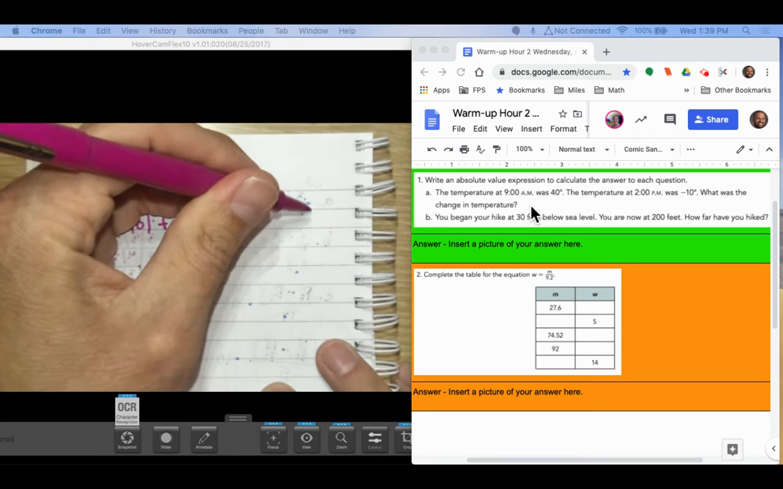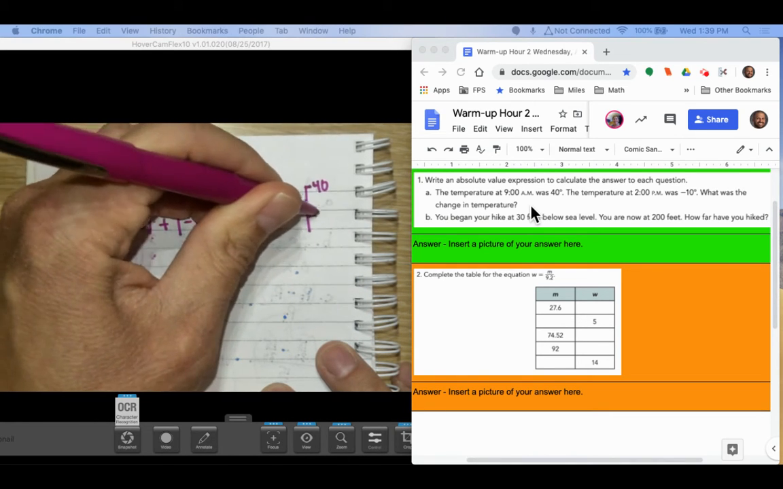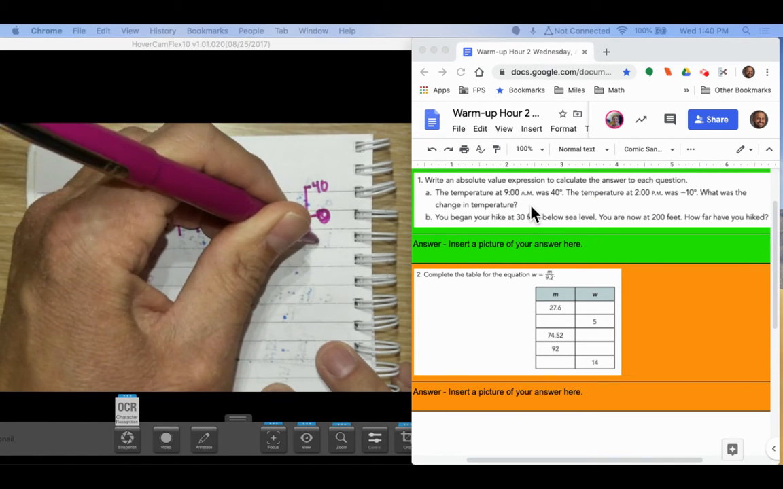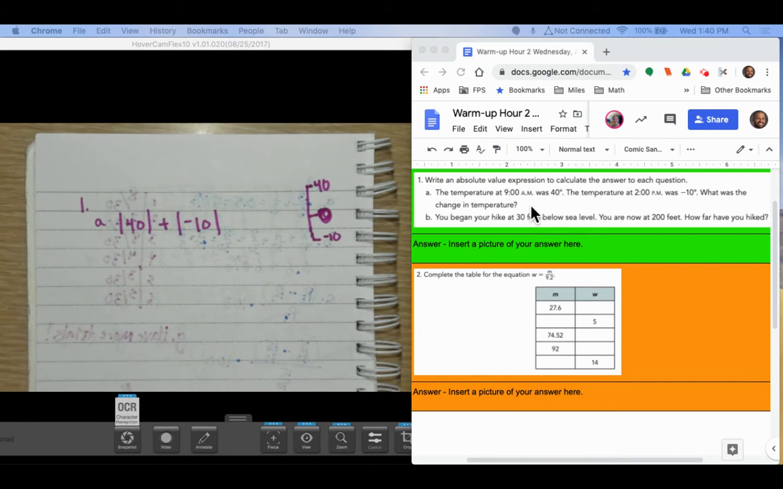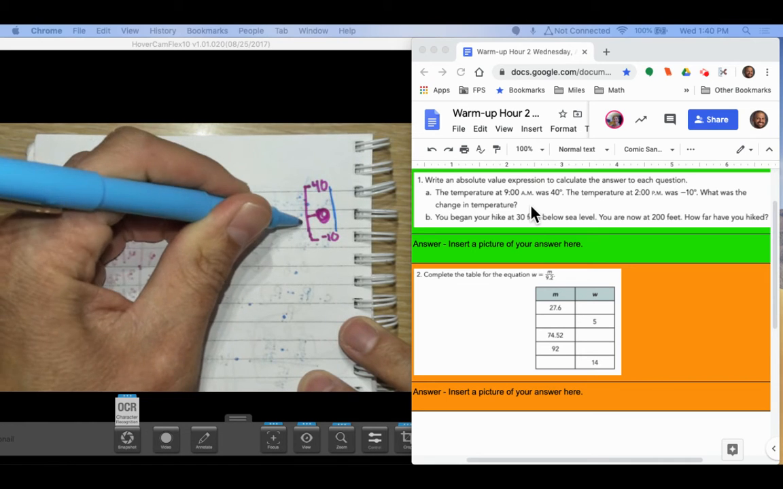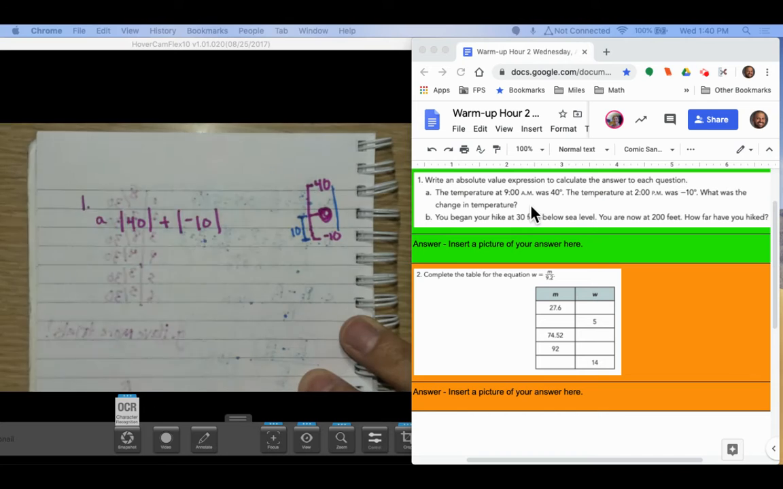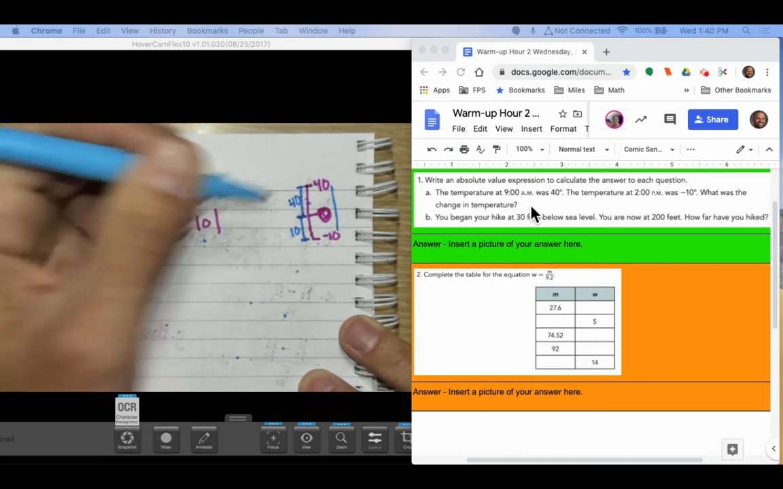Because if I think of a thermometer, we'd have 40 up here, we'd have 0 here, and we'd have negative 10 here. And if I'm thinking about this, the difference is from here to here. So from 0 to negative 10, it's actually 10 degrees difference, and from 40 to 0, it's 40 degrees difference.